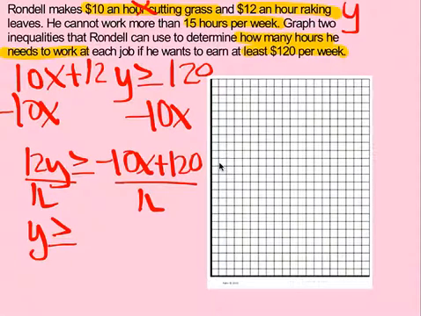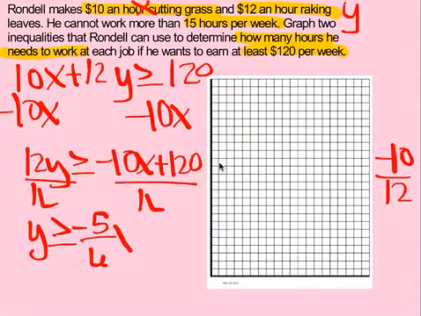I want to leave that as a fraction. So really I have this fraction, negative 10 over 12. So I need to ask myself, what divides 10 and 12? Well, that's going to be 2. So this is going to turn out to be negative 5/6x as my slope. And then 120 divided by 12 is going to give me 10.